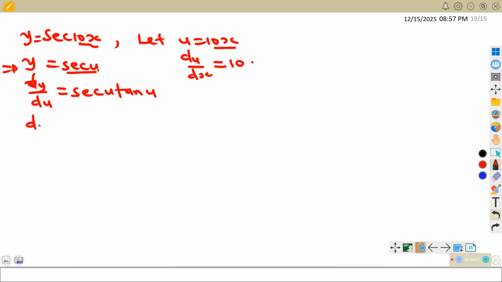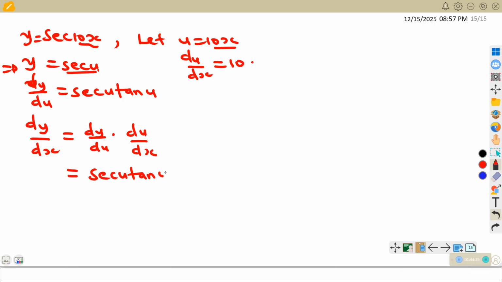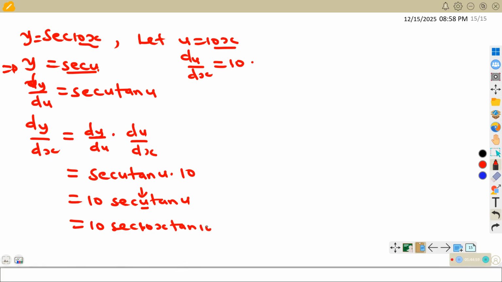So in other words, if you are interested in dy/dx, you will simply get dy/du times du/dx. And dy/du is sec of u tan of u. What is du/dx? It is simply 10. So this is the same as having 10 sec u tan u. But what is u? U is the same as 10x. So this gives you 10 sec 10x tan of 10x.